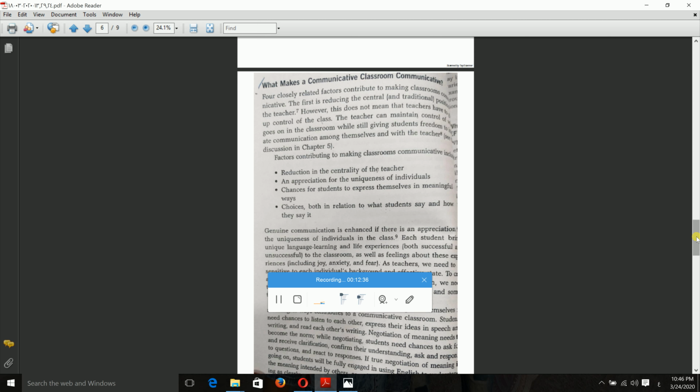Okay, he speaks most of the time, while the role of the students is to keep silent, or he just listens to his or her teacher.